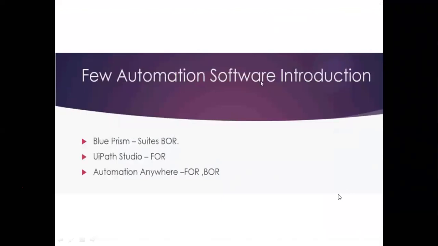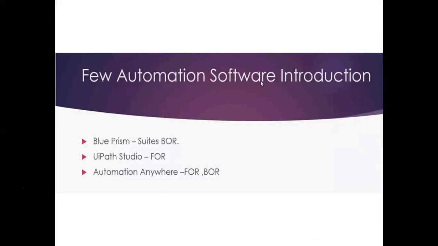Now, if we talk about automation tools, as we just discussed, Blue Prism is very compatible for building back office robots. UiPath Studio is compatible for building front office robots, whereas Automation Anywhere is flexible enough to build both front office robots as well as back office robots. Both things are possible in the Automation Anywhere tool.